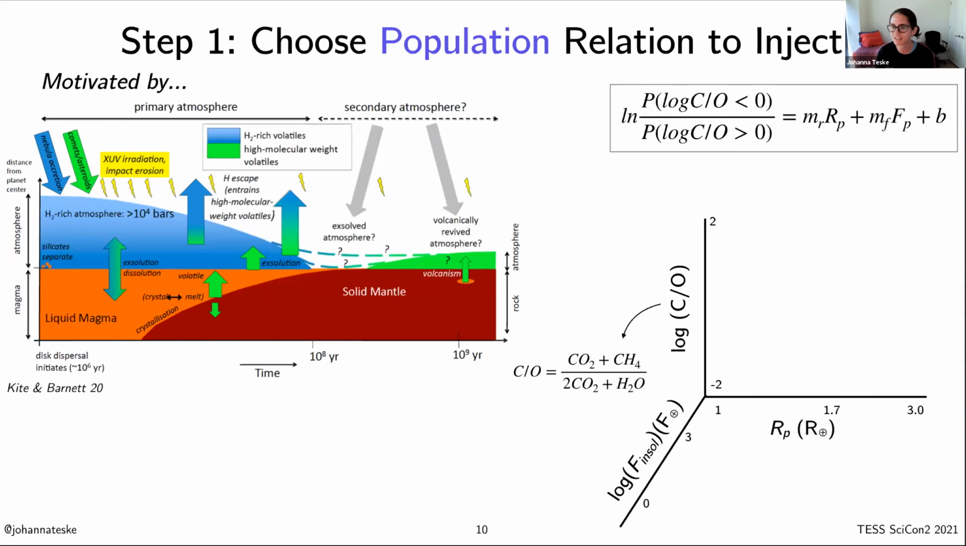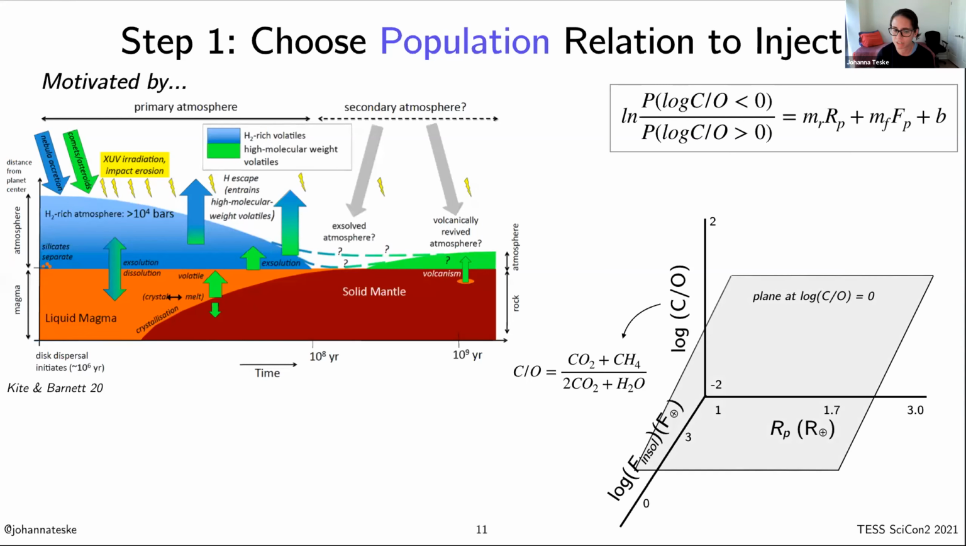We chose something that was scientifically compelling, the C to O ratio, which might be indicative of the oxidation state of the planet if you're measuring it in the atmosphere, and we think will also be feasible to constrain with observations. And here we're choosing a fairly simple logistic relation that classifies a planet as having a carbon or oxygen dominated atmosphere depending on its radius and insolation flux. Note that it's not the C to O ratio, but the probability that the C to O ratio is less than 1 versus greater than 1, the ratio of those.